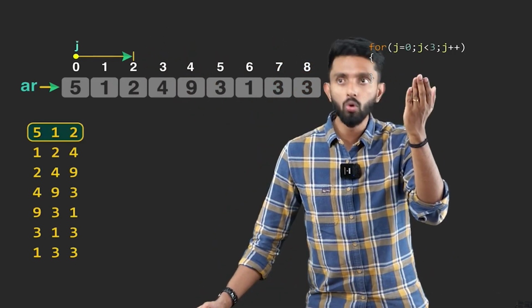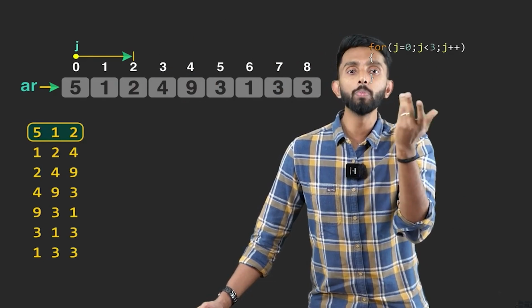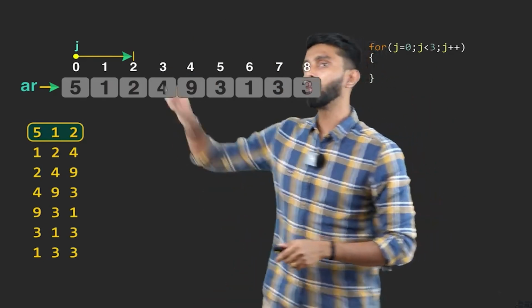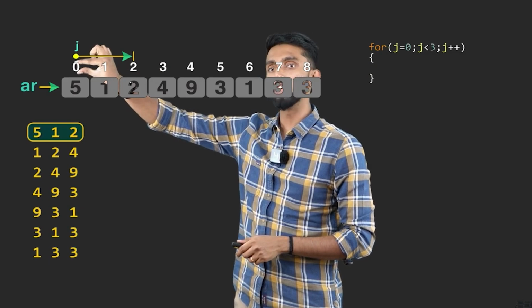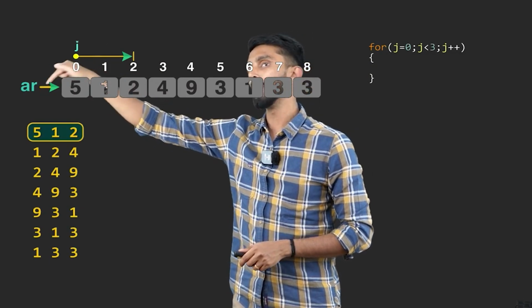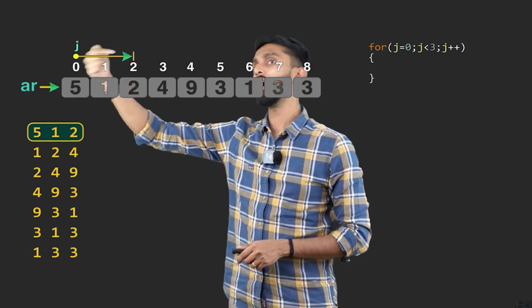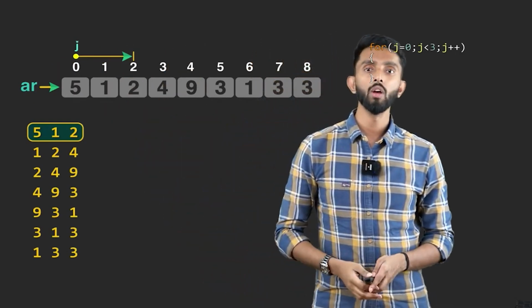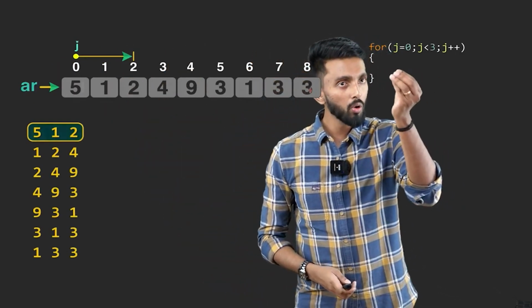Inside this, what should I do? Print the value. Print one by one. How to print one by one? Let us assume you want to print this 0. arr of 0 will give you 5. arr of 1 will give you 1. arr of 2 will give you 2. Yes or no?